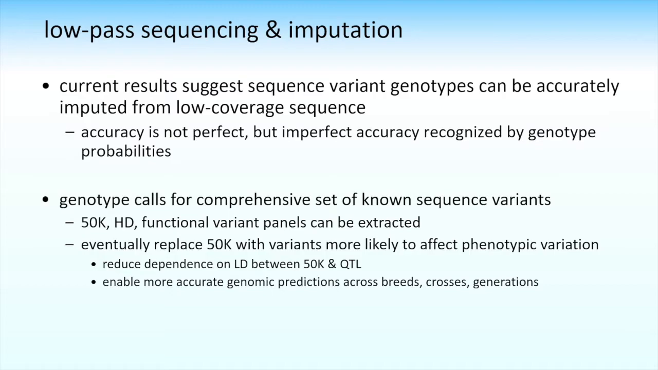With low pass, we can impute genotypes for a comprehensive set of variants detected in the reference panel. Not that we're ever going to use all 600 million in an evaluation, but we can extract interesting subsets to use for the evaluations. Most immediately, the 50K can be pulled out and used with existing chip data, like we do in current evaluations. As we learn more about which variants are more likely to affect performance, the 50K SNP might be replaced with probable causal variants, reducing the dependence on within-breed LD to enable more accurate prediction across different breeds, crosses, and generations.